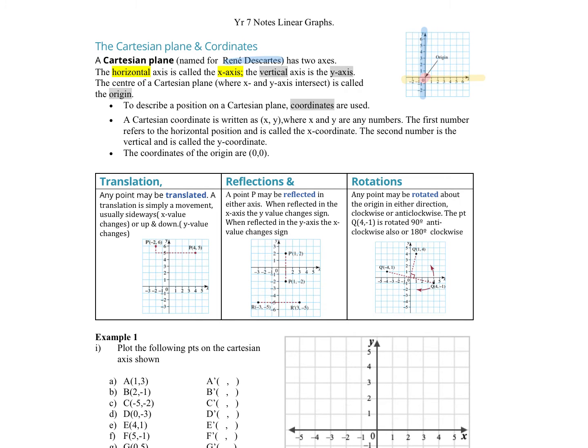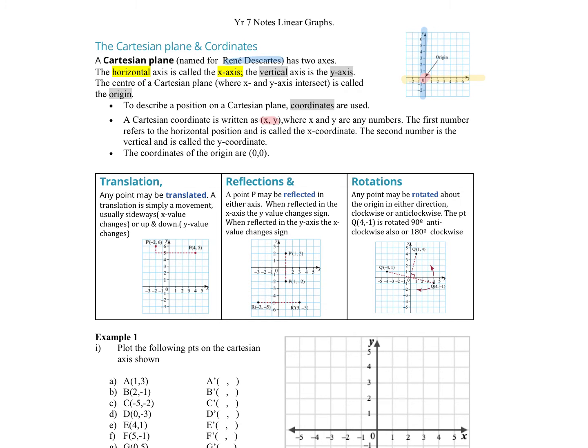Now to describe whereabouts on this Cartesian axis we are, we use what we call coordinates. Coordinates are just a reference system. What's really important is that coordinates are always a pair of numbers, in rounded brackets. The first number in that coordinate always gives us the x direction, and the second number always gives us the y direction.